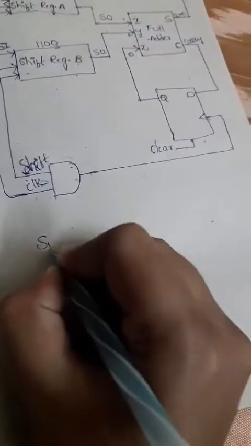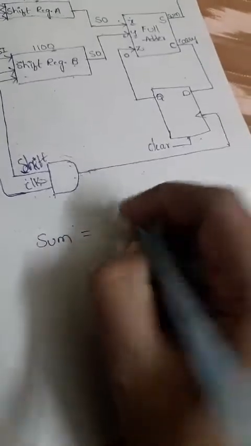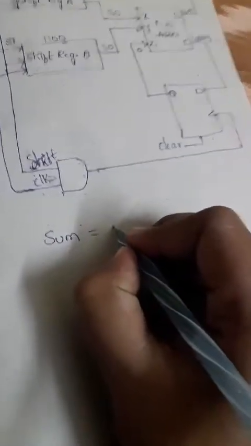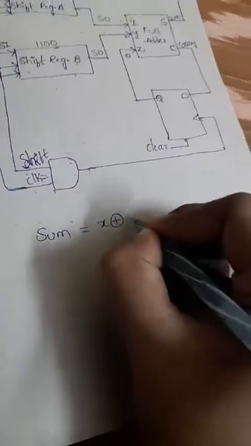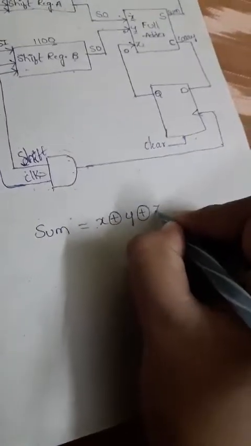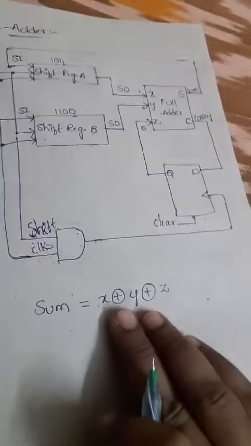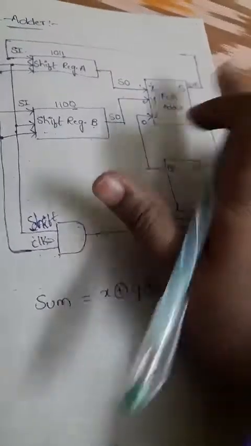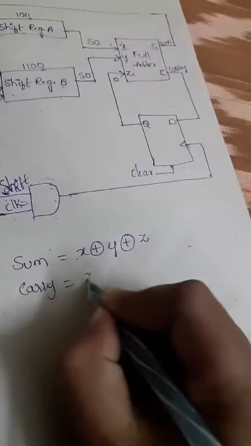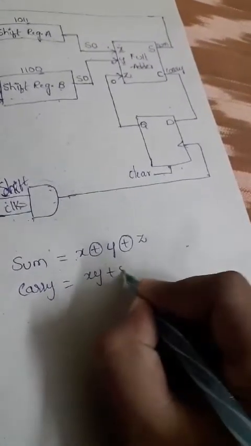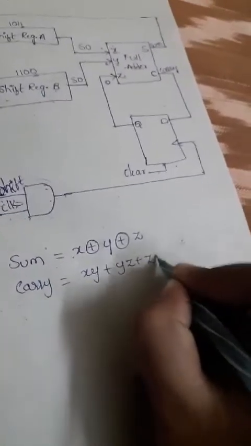Okay, so the full adder operation gives us two results now, sum and carry. The sum operation can be written as the full adder sum, that is nothing but x XOR y XOR z. This is the output operation of the sum. And what about the carry function? Carry is nothing but xy plus yz plus zx. This is the output function for the carry.